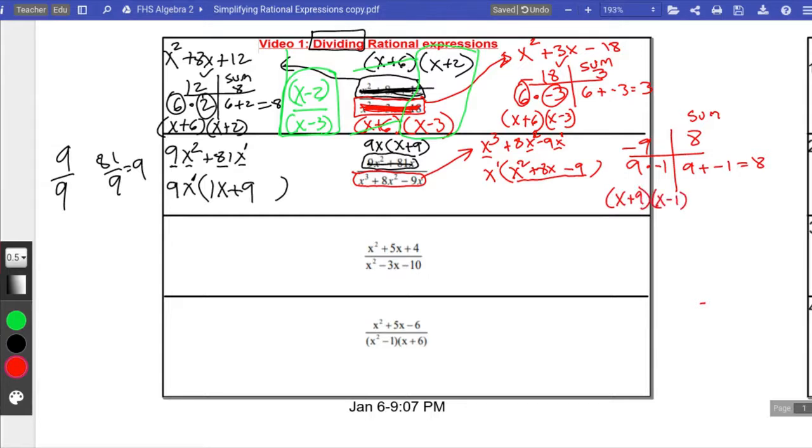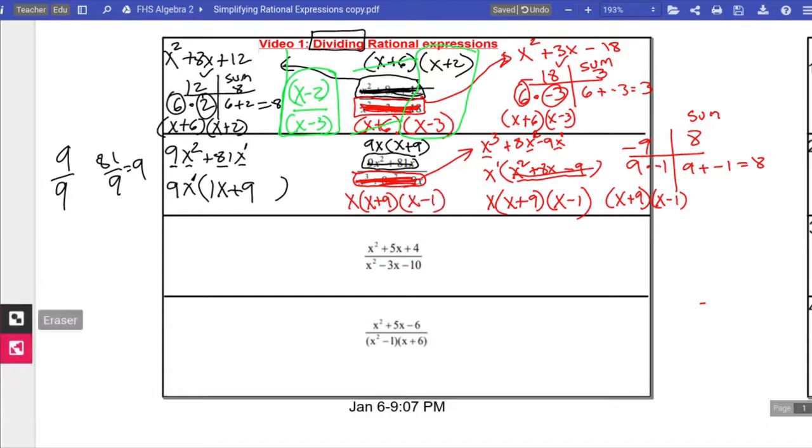Cool. All right, so now scratch this. You have x on the left side. You have x plus 9, and then you have x minus 1. All right, so we got it. So scratch the original one out. What you came up with is x, parentheses, x plus 9 and x minus 1. All right, great. Now, what can I do here?